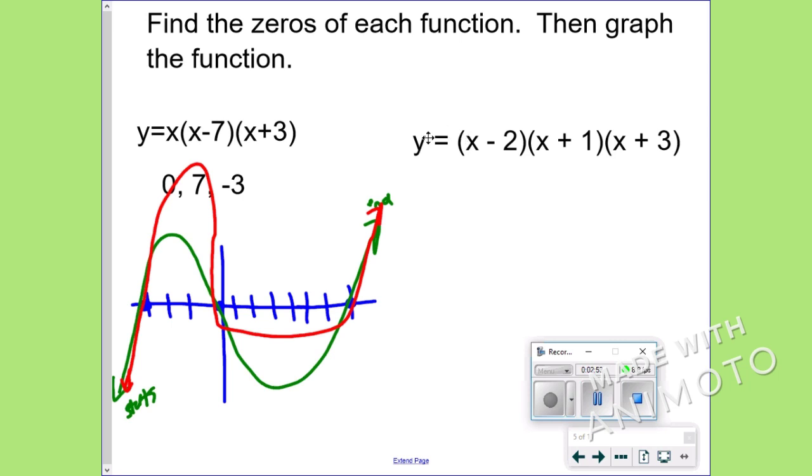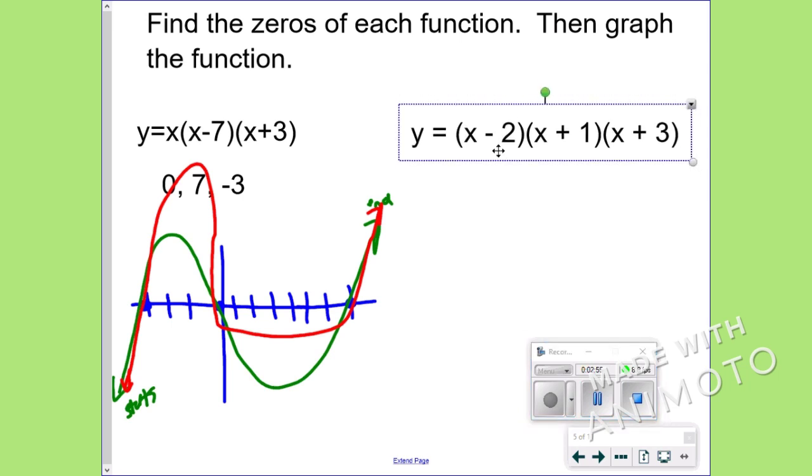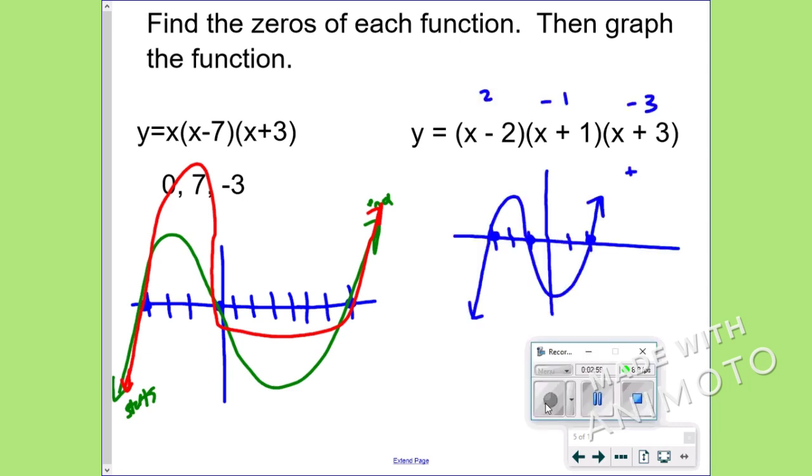Why don't you go ahead for this one, find your zeros, and then attempt to graph that as well. With those zeros of 2, -1, and -3, and it being a positive function, a positive cubic function is going to look something like that.